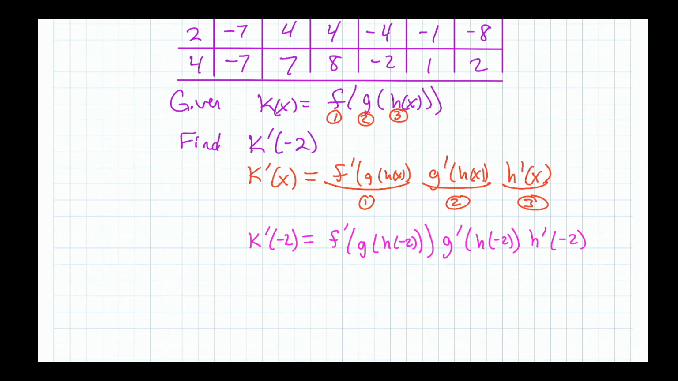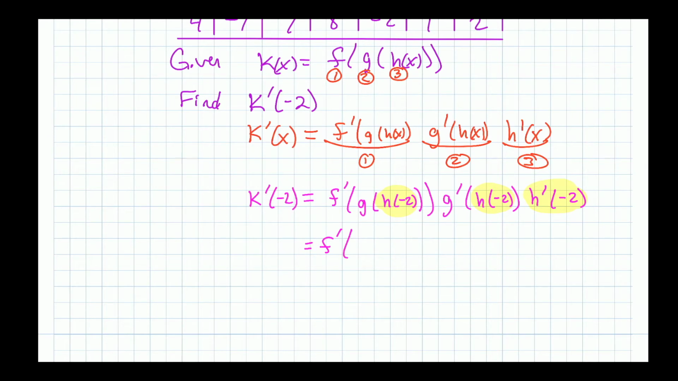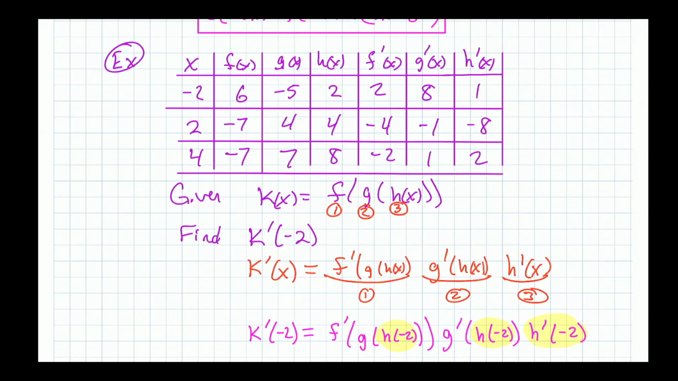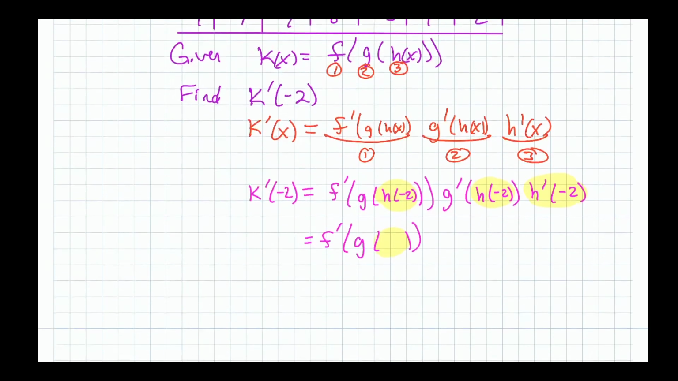So with what's listed right there, I should be able to figure out h of negative 2, h of negative 2, and h prime of negative 2. Those are the ones that I could work out right now. So I have f prime of g of what? What are we going to replace h of negative 2 with? Well, you just look up here. Where's h of negative 2? H of negative 2 is right here, because this is the x value. So h of negative 2 is 2. So I come down here and I say, well, that's 2.